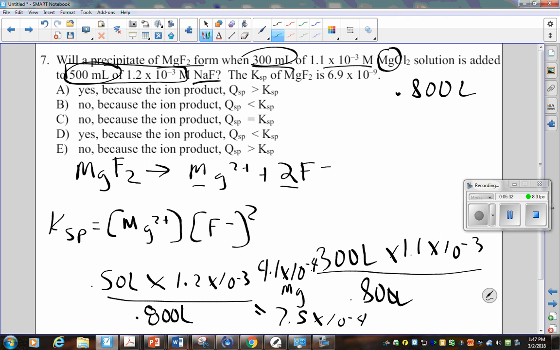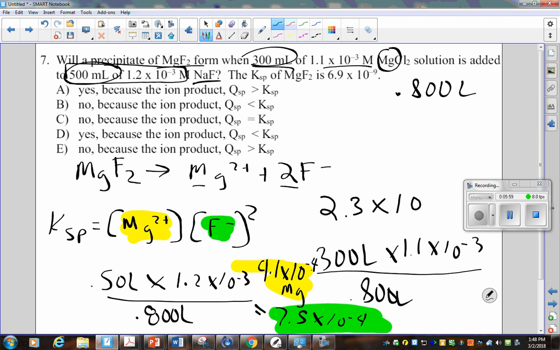Now I take the numbers and drop them in. This number is Mg, and it goes right there. This number is F, and it goes right there. That has to be squared. So the first thing I'm going to do is take 7.5 times 10 to the negative fourth, square it, and multiply it times 4.1 times 10 to the negative fourth. Bam! I end up with 2.3 times 10 to the negative 10th. That is my Q using the expression.